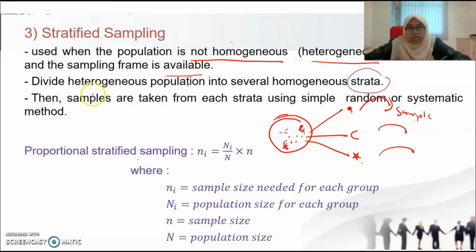Alright, in stratified sampling, we must use proportional stratified sampling. So in order for us to identify the sample size needed for each strata, for each group, we are going to use this formula.